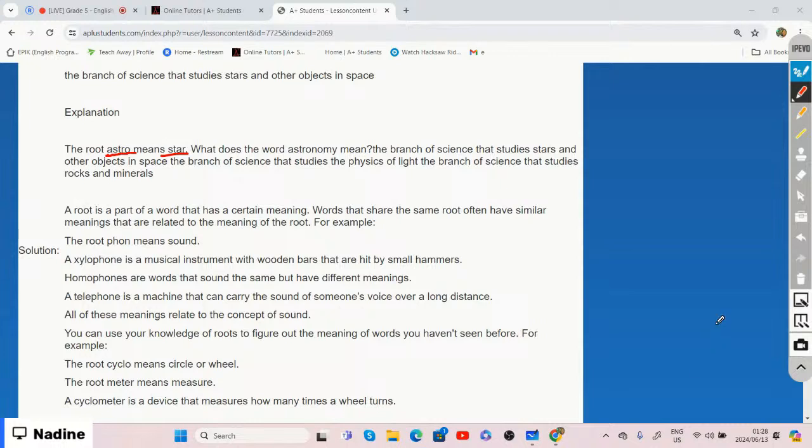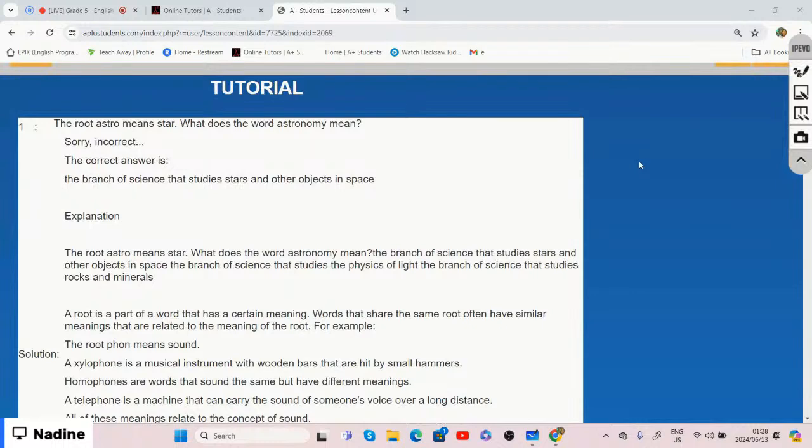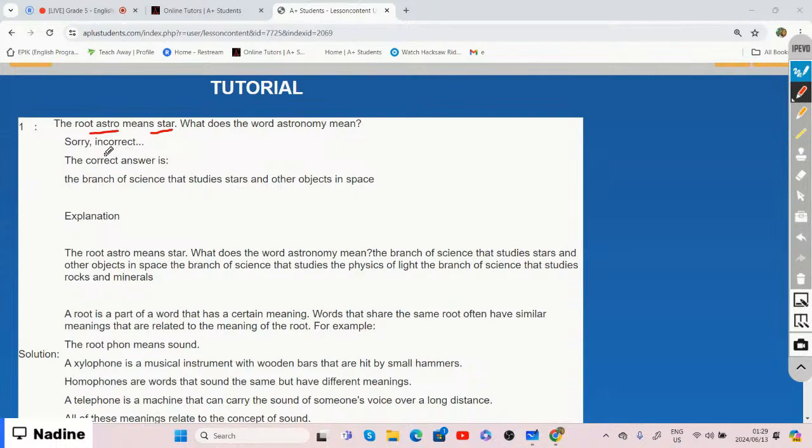So now, if we look at an activity, right? It says the root astro means sound. So the root astro means star, sorry. The root astro means star. So if astro means star, then what does the word astronomy mean? If the root astro means star, then what does the word astronomy mean?